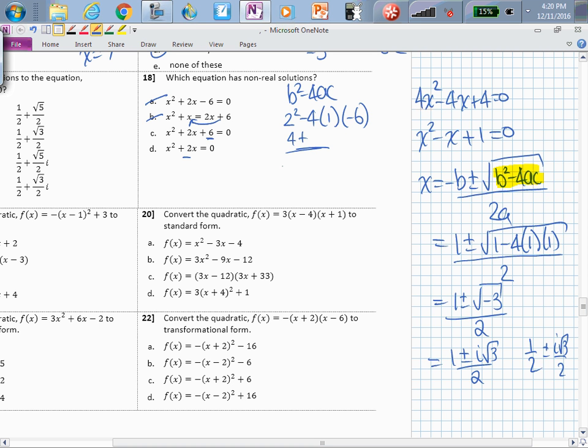So let's do the c. That gives me 4 again, so 2 squared, minus 4 times 1 times positive 6, and that is negative 20, which gives me a non-real solution.